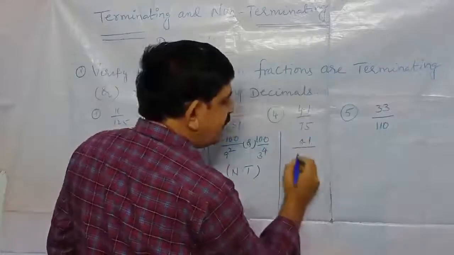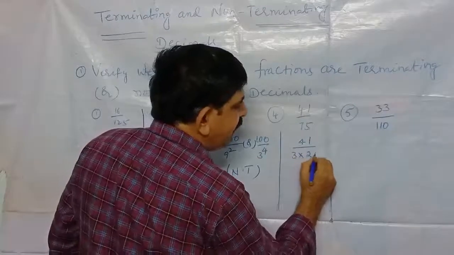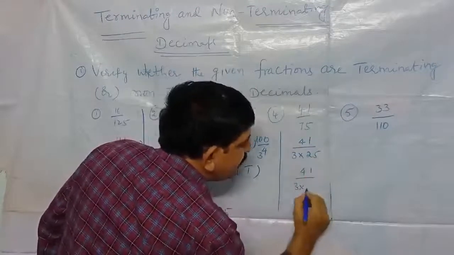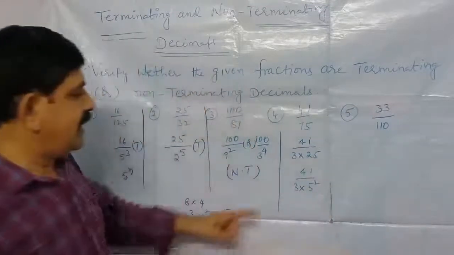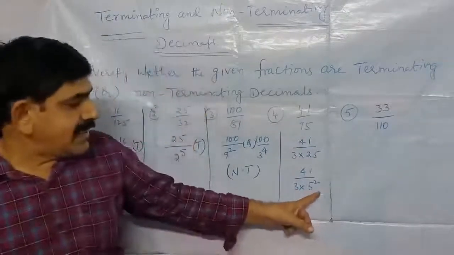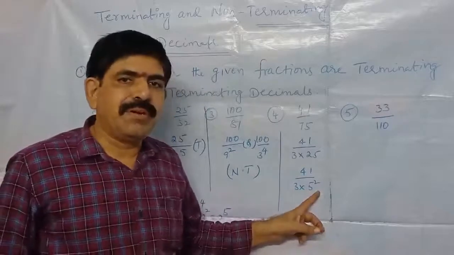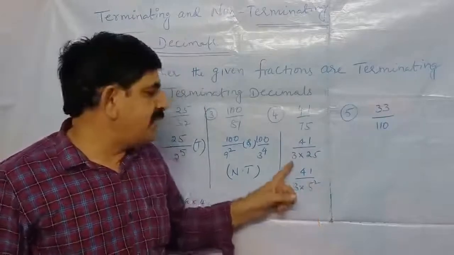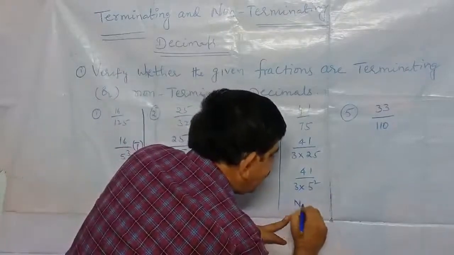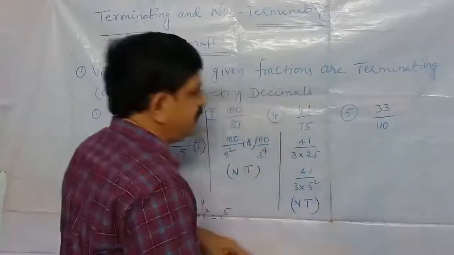41 by 75, 75 can be written as 3 into 25. And 25 is 5 square. So 41 by 3 into 5 square. This is not in the form of 2 to the power of m into 5 to the power of n. Therefore, this is not a terminating decimal, or non-terminating decimal. Okay.